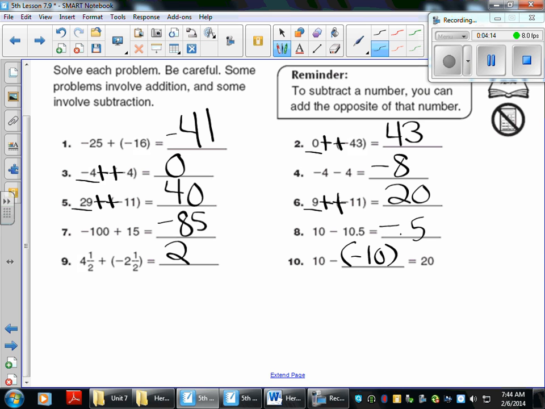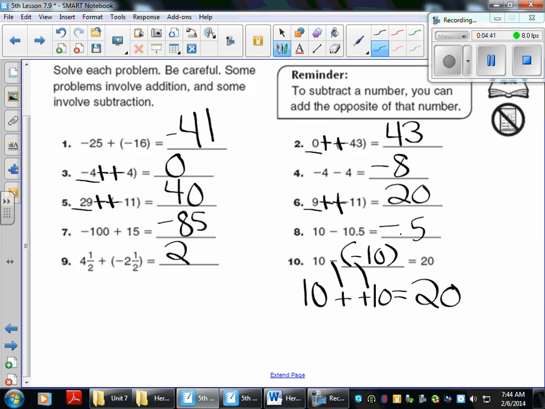Does it work? Let's see if the leave, add, change rule. I leave the 10. I turn the subtraction sign into a positive sign. And then I turn the negative 10 into a positive 10. So I left the 10. This subtraction sign turned into an addition. This negative 10 turned into a positive 10. 10 plus 10 to me equals 20. So negative 10 would work on that line.